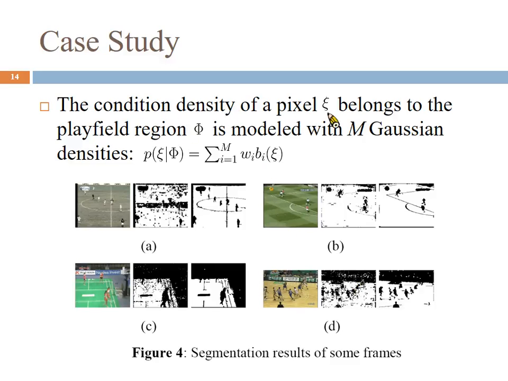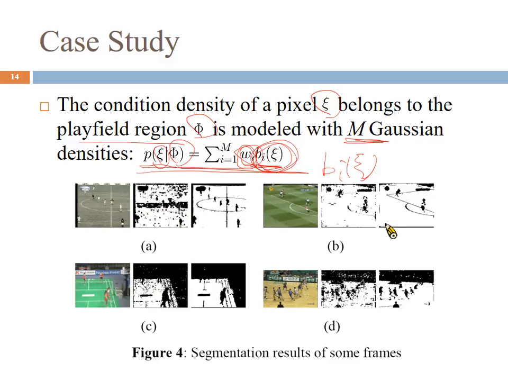So the conditional density of pixel psi belonging to the playfield phi is modeled by M Gaussian densities. So the mathematical definition is this. Given the playfield region, we want to estimate the probability of a pixel belonging to soccer field. And this probability is described by this weighted combination of Gaussian mixture. Right here, they describe the Gaussian mixture by the b i function.